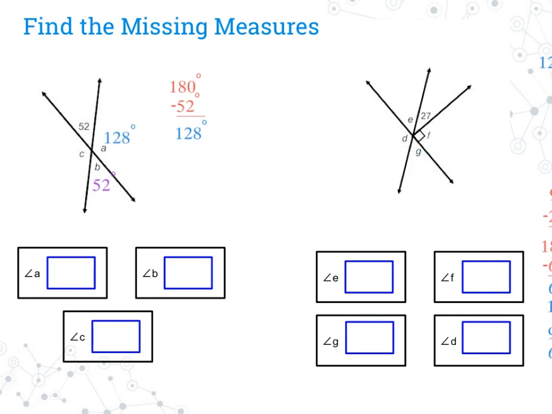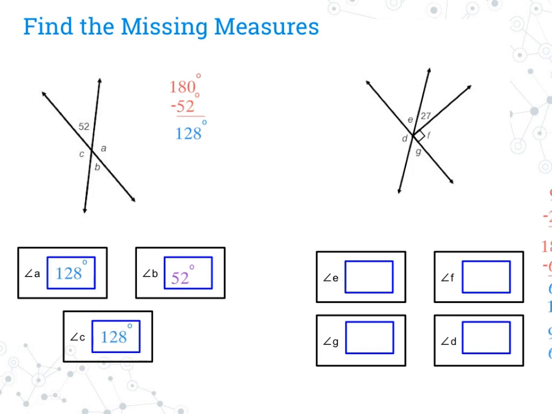So now with angle C, I can notice that angle A and angle C are across from each other, and they're formed by intersecting lines, which means they're going to be equal, they're going to be congruent, because they're vertical angles. So if A is 128 degrees, C is also 128 degrees. So let's fill in the things that we're missing in our boxes. So C is 128 degrees, B is 52 degrees, and A is 128 degrees. So that takes care of that one.